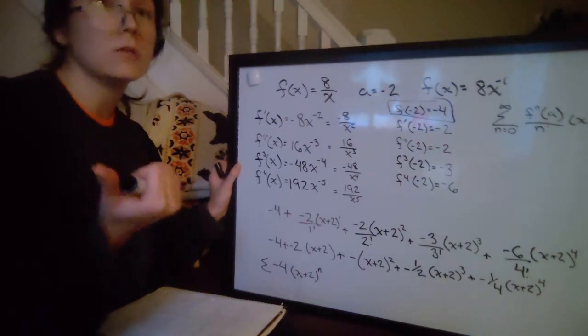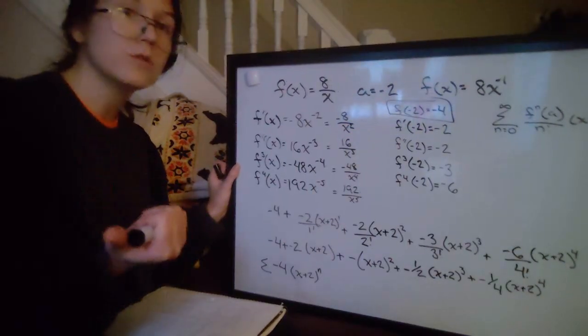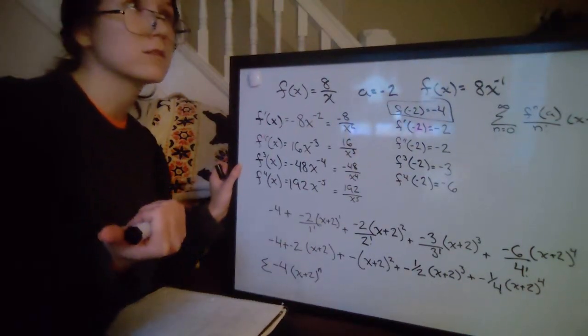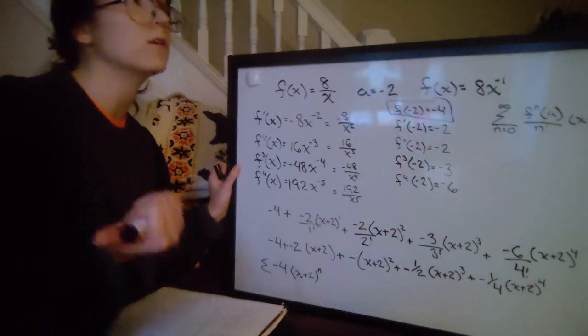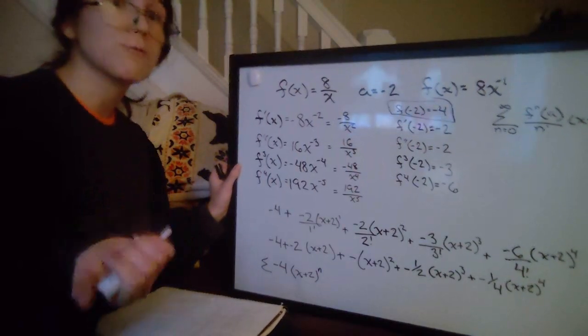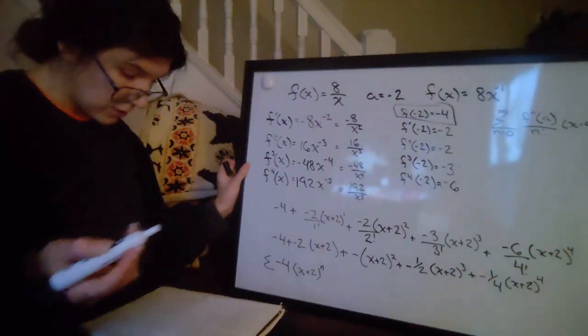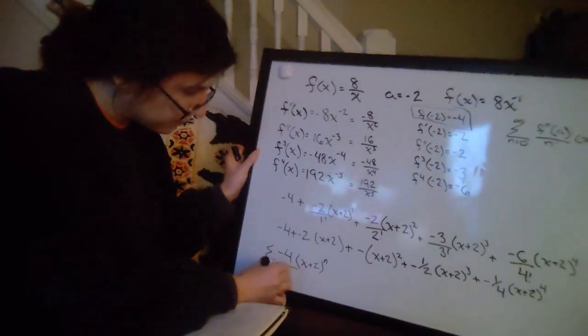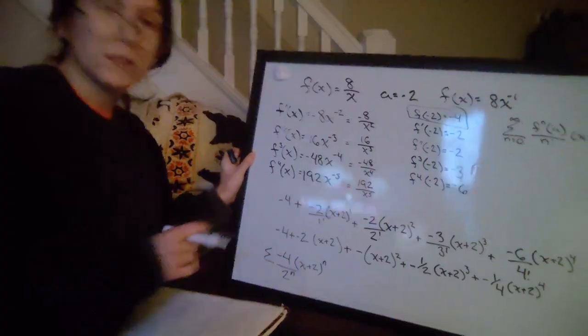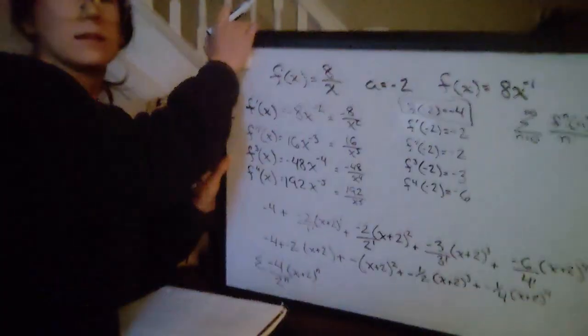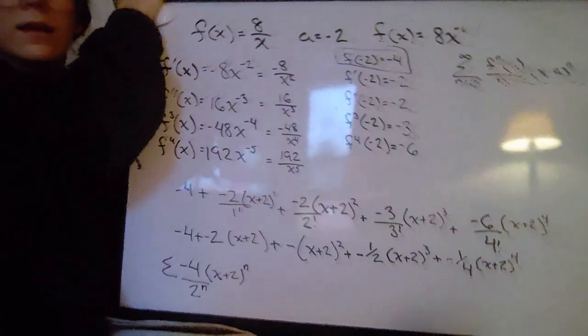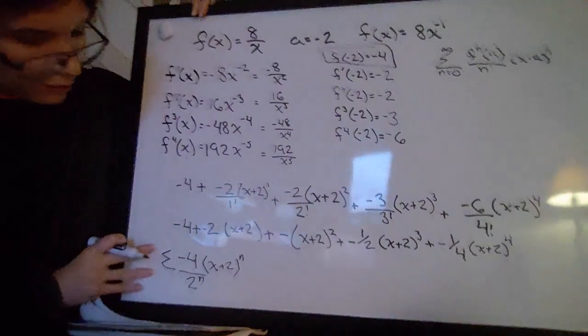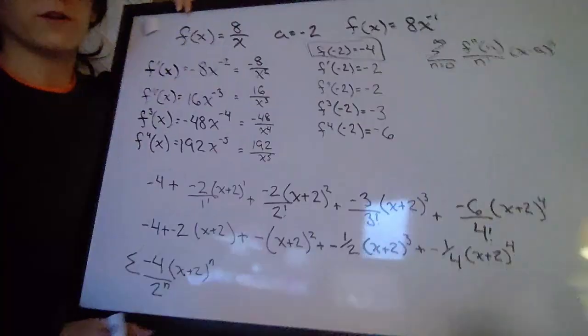Like 2 to the 0 is 1, 2 to the 1 is 2, 2 to the 2 is 4, 2 to the 3 is 8, 2 to the 4 is 16. So I ended up saying 2 to the n. And if we notice, that works with all of our terms.